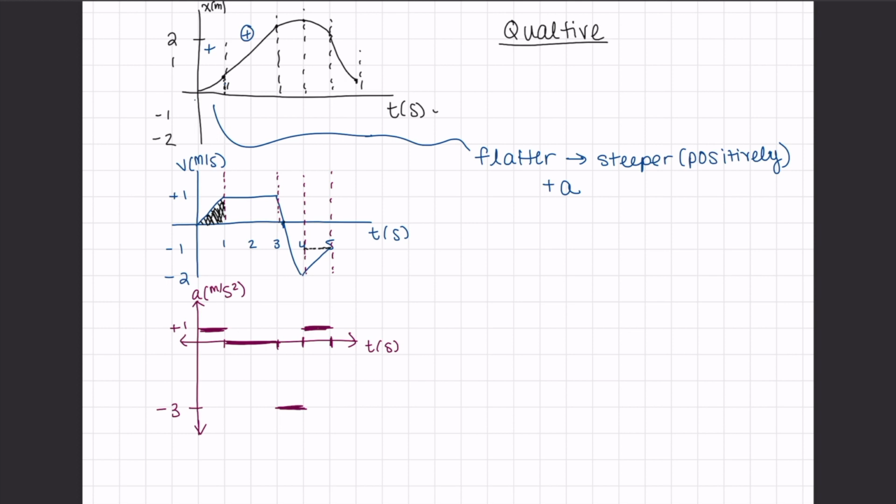But this one is positive, but it's supposed to be constant. I don't think that I drew that exactly the best, but we know that it's constant because we have a flat constant velocity on the velocity versus time graph.